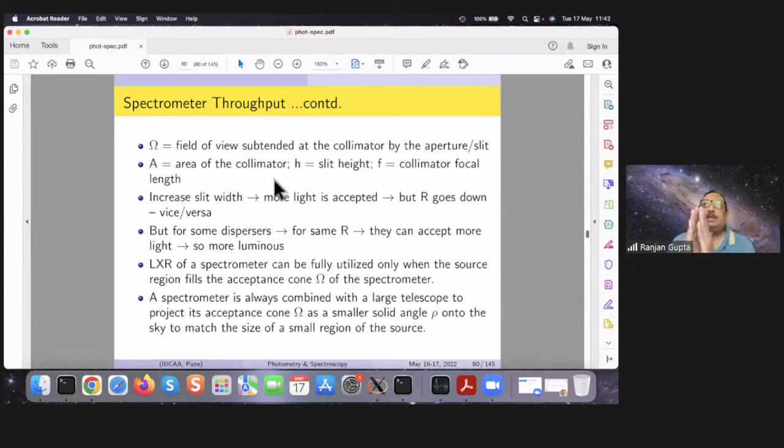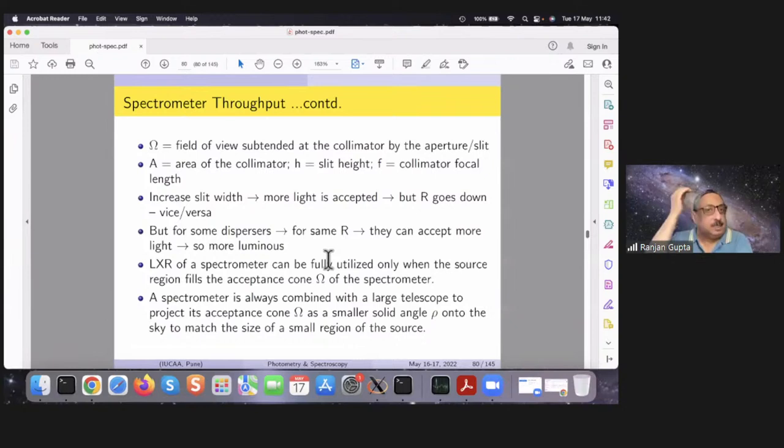But now suppose I make the slit wider, then what will happen? I will stop seeing this dip and it will be just two humps or bumps. Which means now what has happened? I have increased the slit size. I am accepting more light because I increased the size, but my resolution has gone down.